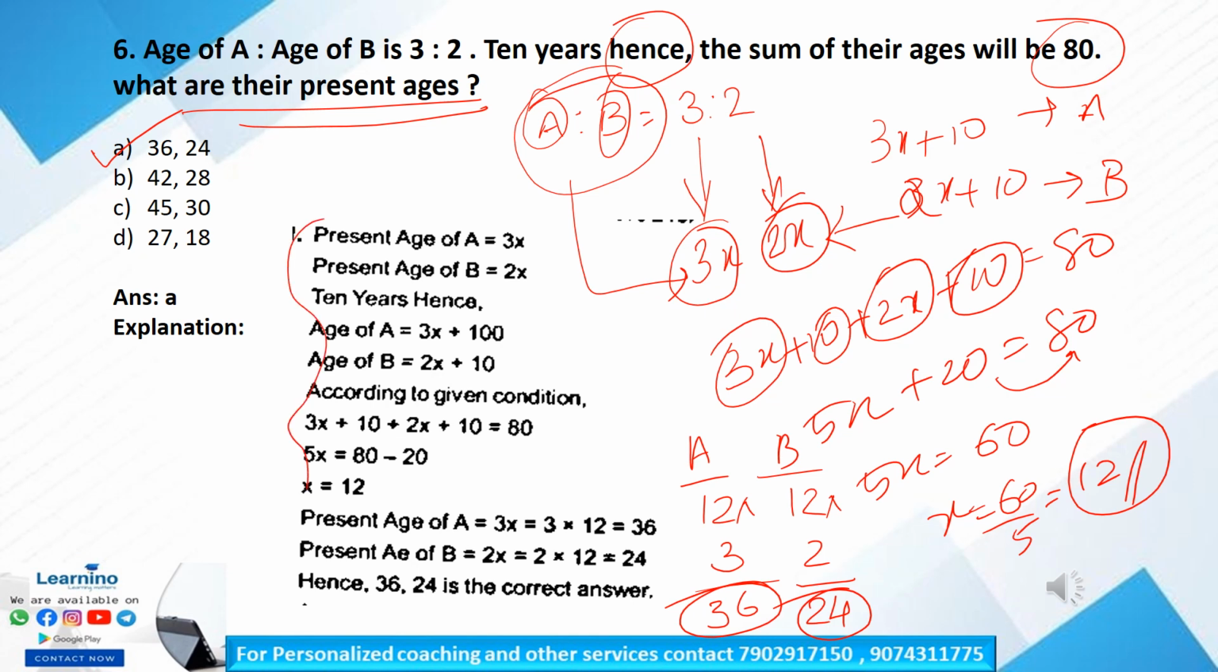So here is a detailed explanation. We have been given the ratio and we can find the present ages of A and B by doing the following calculations, right?